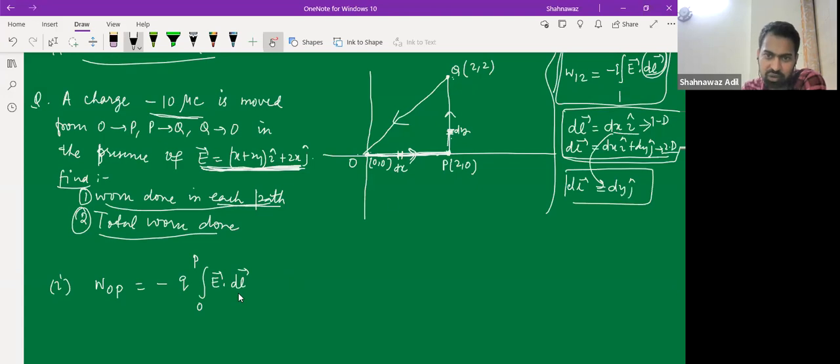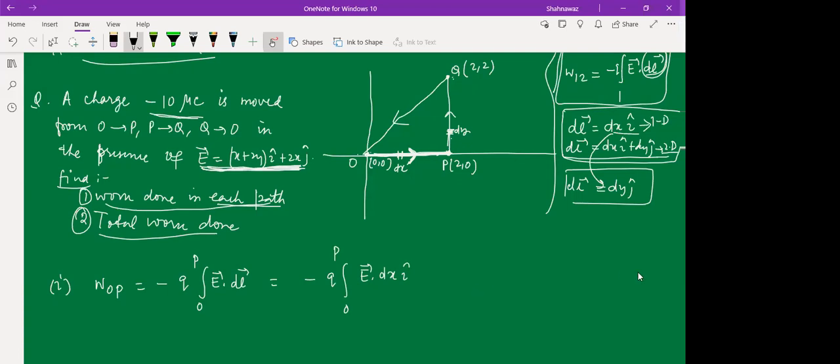So dl would be what? We are moving in which direction? Aisha, Maya, Rabia, any guesses? So this is only one dimension, right? And that dimension is x direction, only x direction. So your dl would be simply dx i, and we have the integral from O to P of E dot dx i. Is that clear?